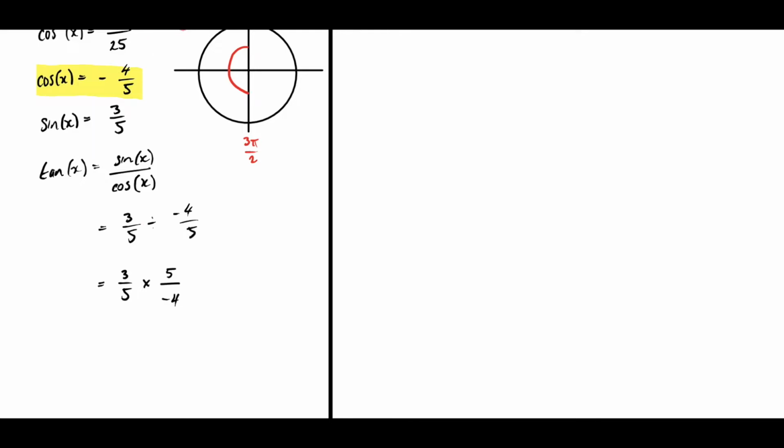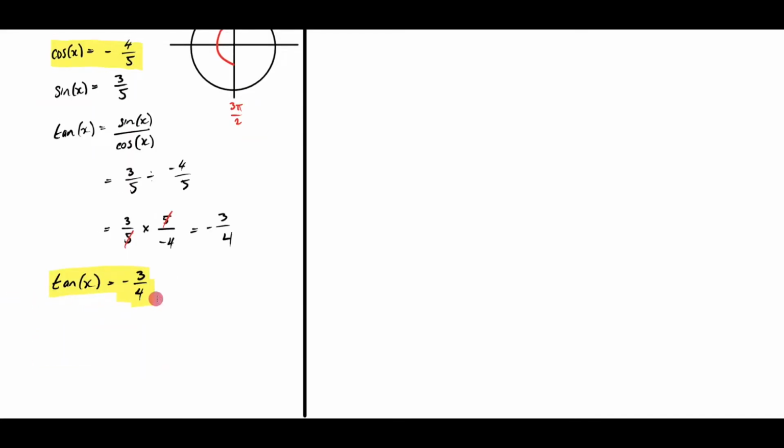All right, now we're going to cancel that. We're going to cancel that. And we're going to end up with 3 over negative 4. And let me put that negative. We don't normally put it in the denominator. So that is going to be tan of x equals negative 3 over 4. So that's your tan value. So hopefully you got that.